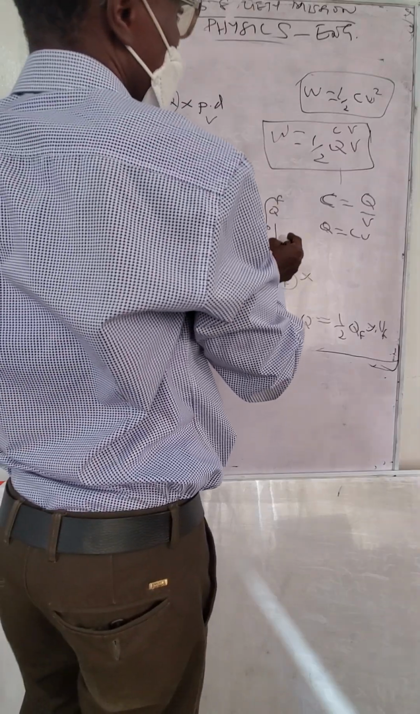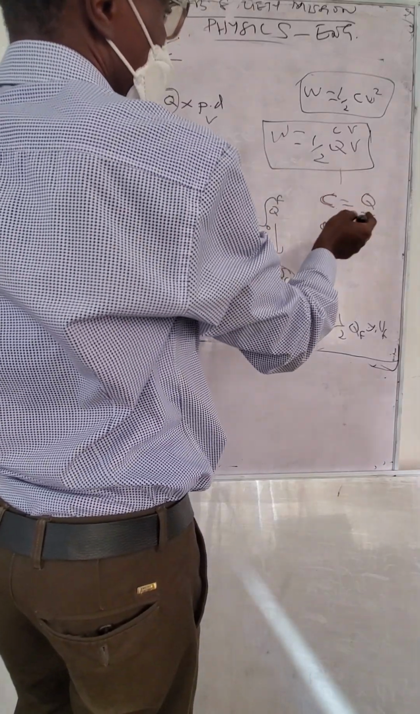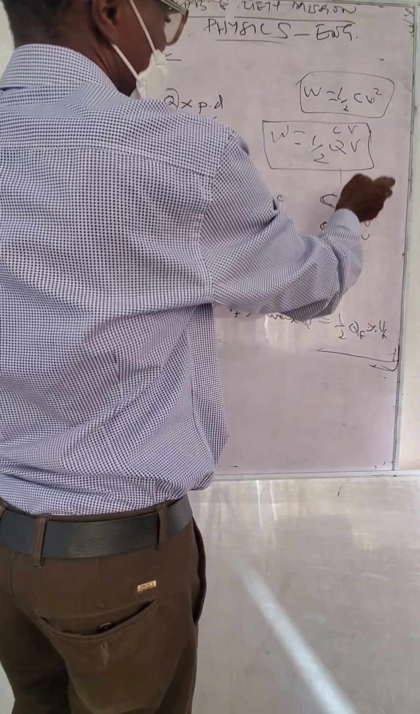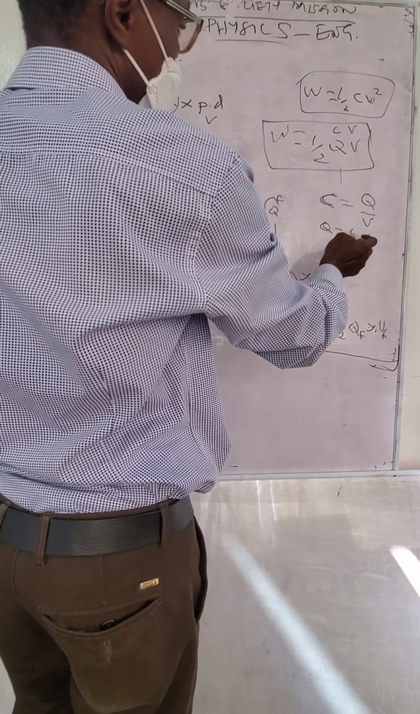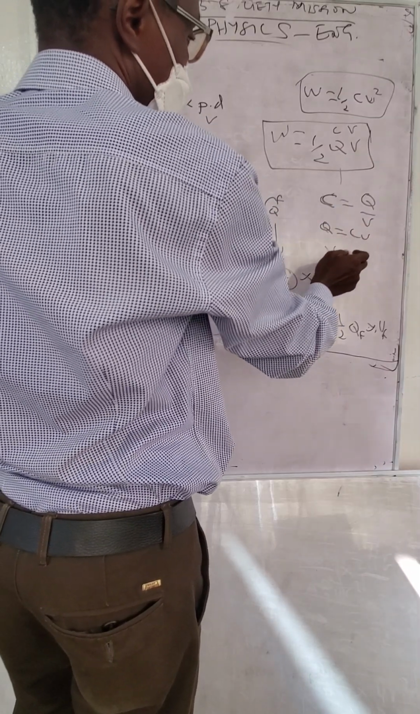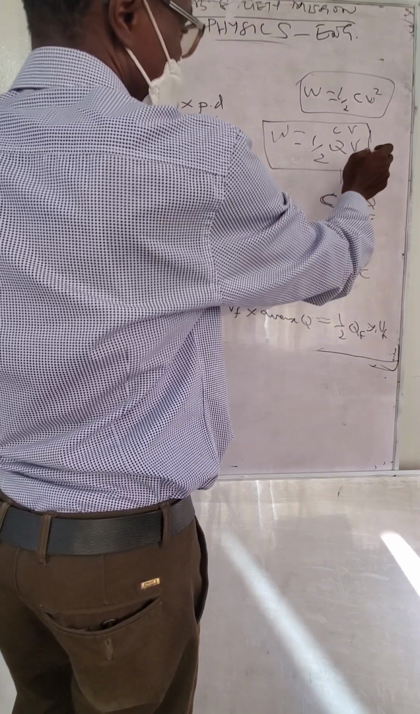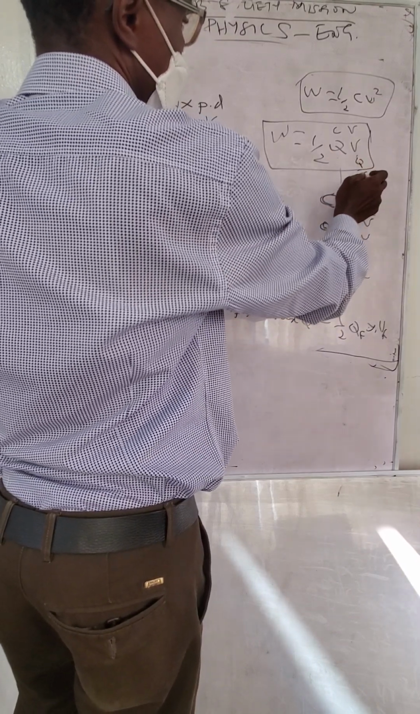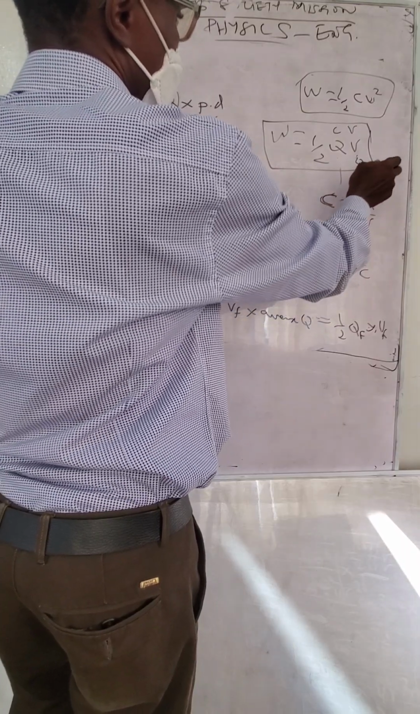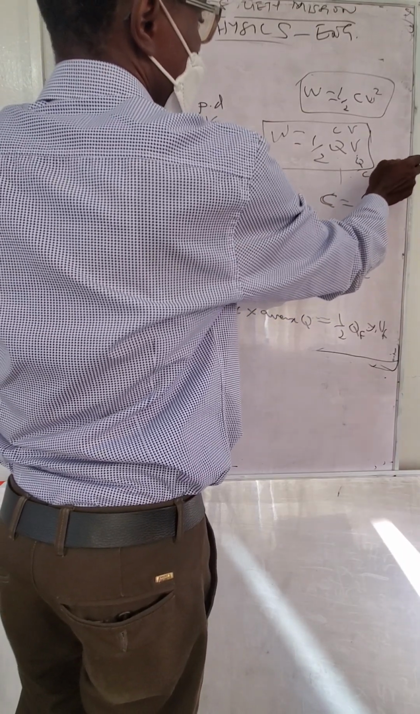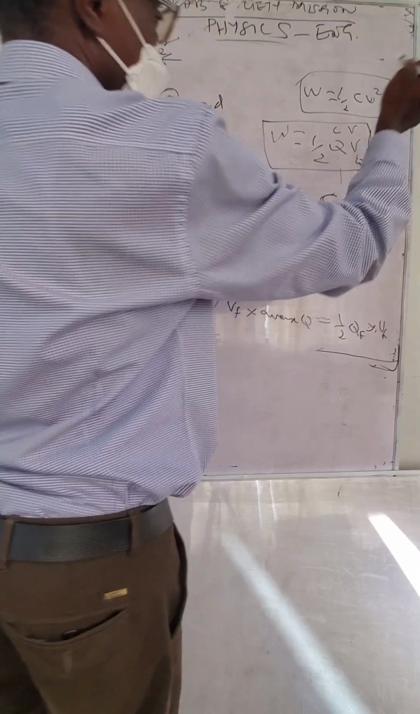You can also substitute for V here and put Q there. Okay, so in that case, substituting V is equal to Q over C. Put Q over C here. What are you going to get? You're going to get what? Half Q squared over C.